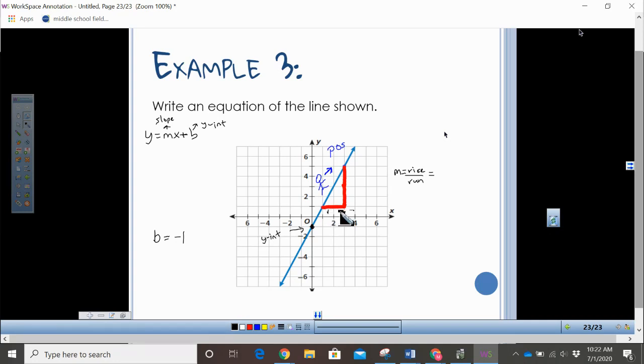So 1, 2 for my run. So my run would be 2. And my rise, 1, 2, 3, 4. My rise would be 4. So then my rise over run would be 4 over 2. Now we want to simplify the fraction whenever we can. So that means my slope is going to equal 2.